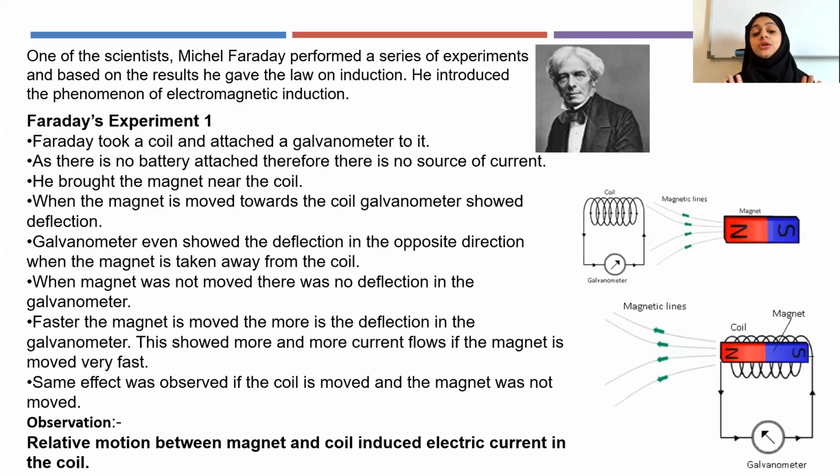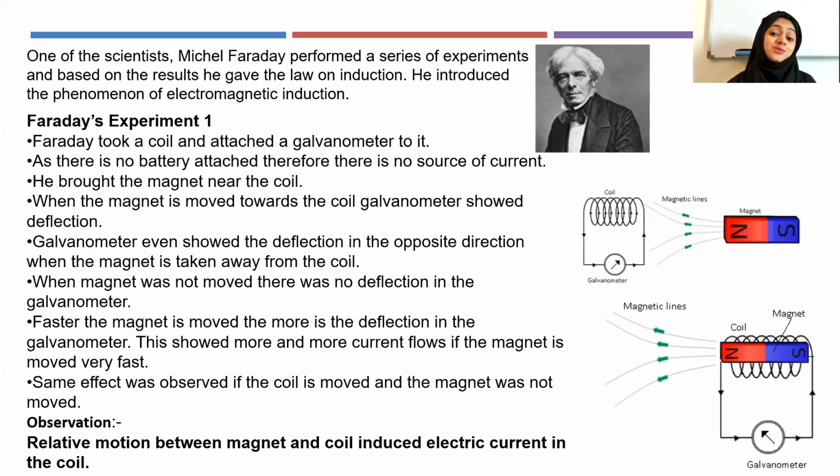Now, if it is stationary, either outside the coil or inside the coil, if it is not moving, there is no deflection, which means there is no current. Only if there is deflection in the galvanometer, at that time there will be current in the coil. Is that clear? Yes. What if we move the coil only, not the magnet?